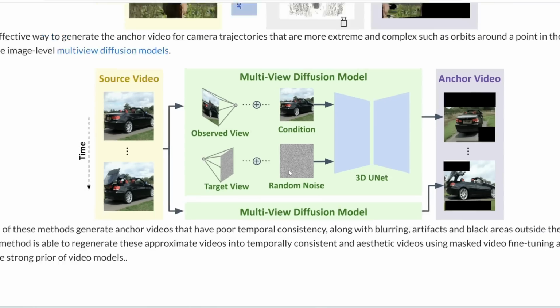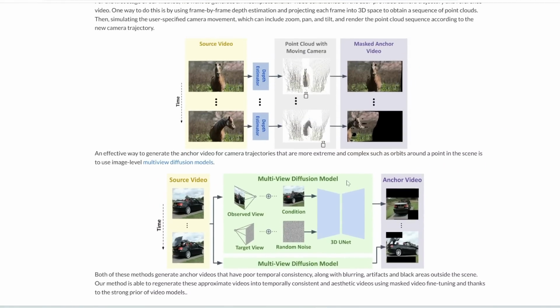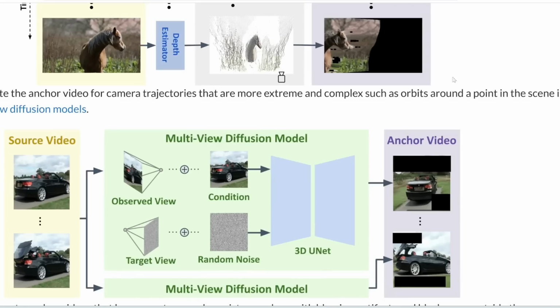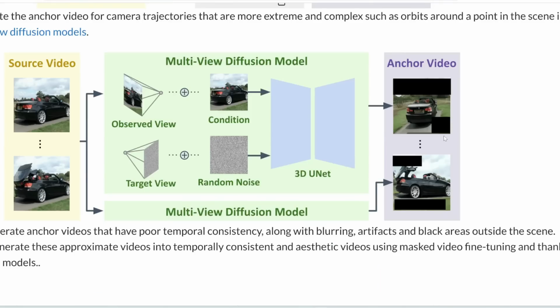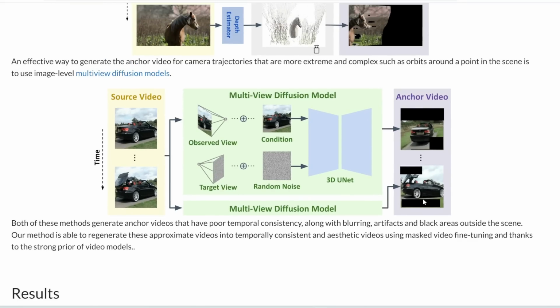Now, both these methods work in creating anchor videos, but there might be problems with it. For example, for videos with higher action, it might be blurry or have weird artifacts, or there might be black areas where the camera could not see, as you can see over here and over here and here. So to fix these problems, Recapture uses a technique called masked video fine-tuning.